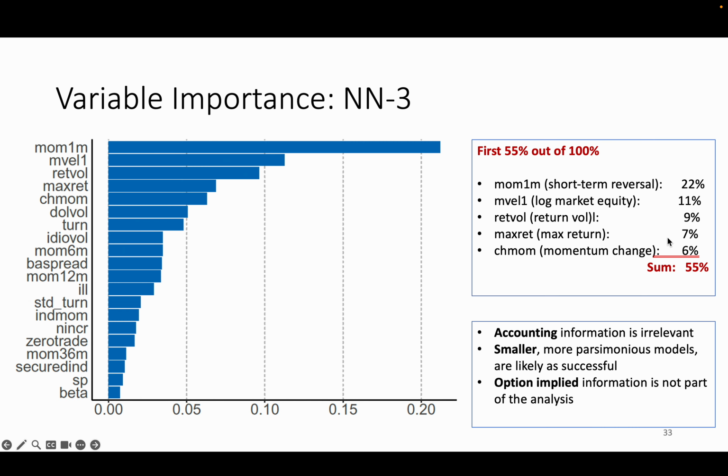Then we have max return and the change in momentum, 6%. So five factors alone capture already more than half of the importance. So this is my takeaway, for the PhD students. But of course, the bachelor students also highly benefit from my very pointy and controversial way of presentation. First, accounting information does not matter.